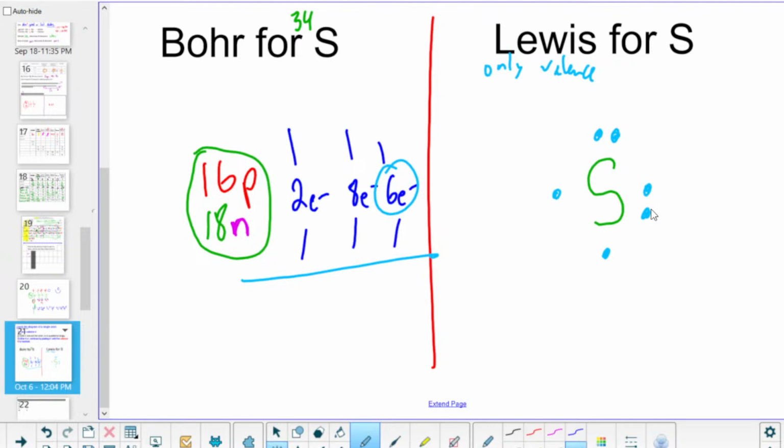So you only do valence electrons? Only valence. Because Lewis dot diagrams are used to show bonding and what the electrons are doing. And so we only care about the valence electrons. Okay.